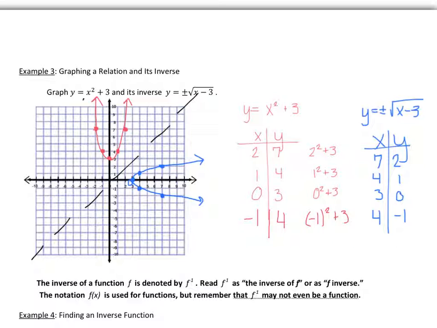No, just that this one's part of it. Okay. Any questions? Okay.